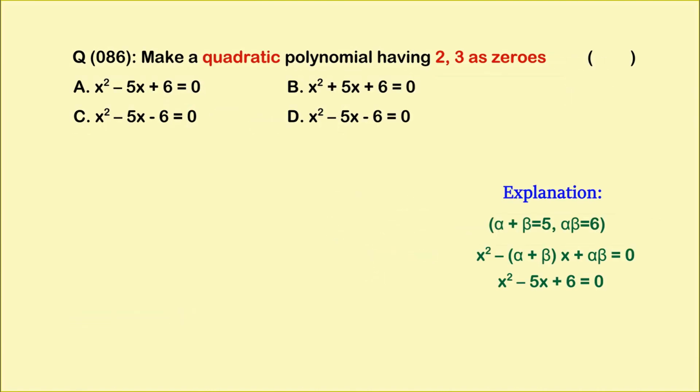Question number 86. Make a quadratic polynomial having 2 and 3 as zeros. Sum of the zeros is 5 and the product of the zeros is 6. If you substitute alpha plus beta value and alpha into beta value in the given expression, x square minus of alpha plus beta x plus alpha into beta is equal to 0, we will get x square minus 5x plus 6. So the right answer is A, x square minus 5x plus 6.